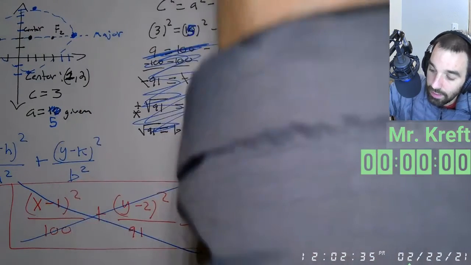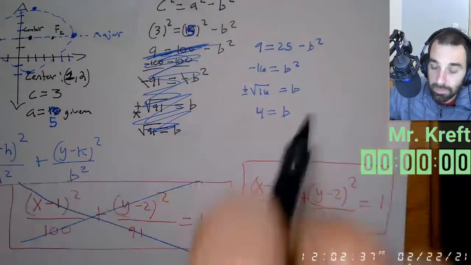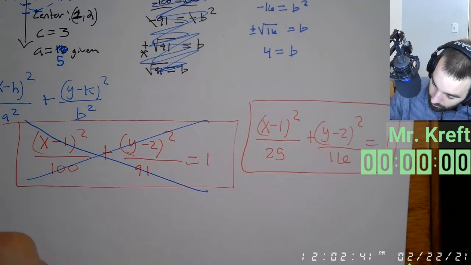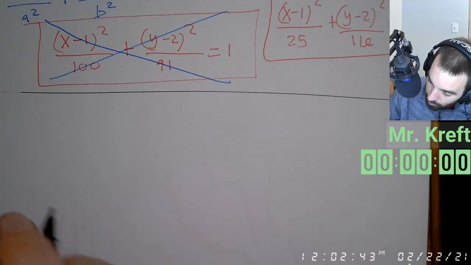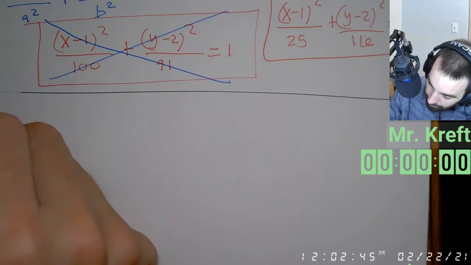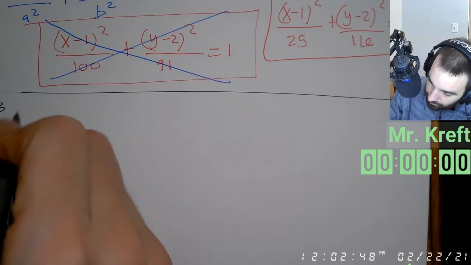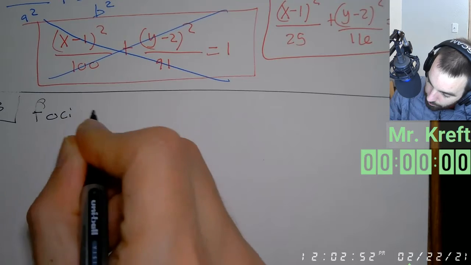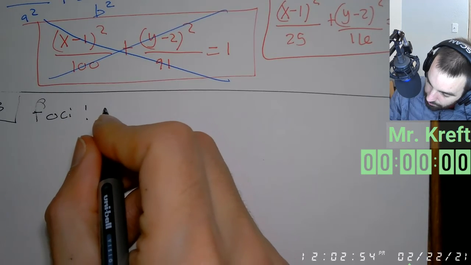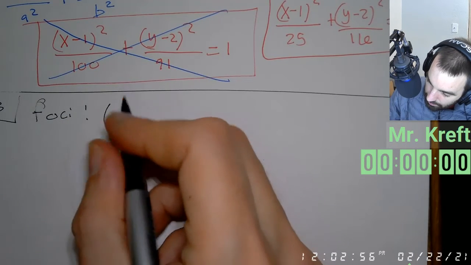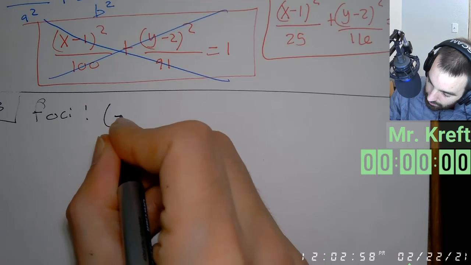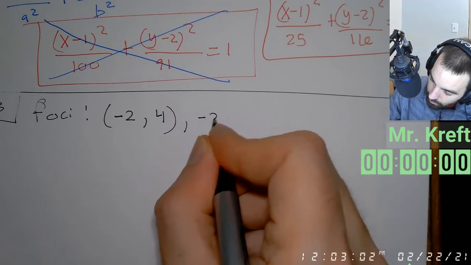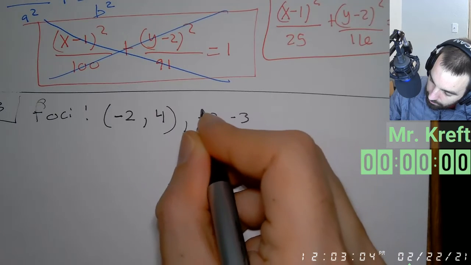Okay. Do you guys want to do one more together? Okay. Let's do one more together. So maybe we can do this a little bit faster because we're running out of time. So we're going to write an equation. The foci, I'm just going to make some stuff up. So let's say I have (-2, 4) and (-2, -3).